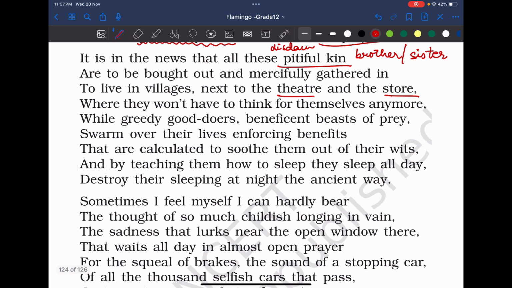इसलिए where they don't have to think for themselves anymore, while greedy good doers and beneficent beast of prey. बहुत beautiful lines है, greedy good doers. So people who are greedy, they are doing good for somebody in their own greed. They are not helping somebody out of selflessness or out of really the desire to help.